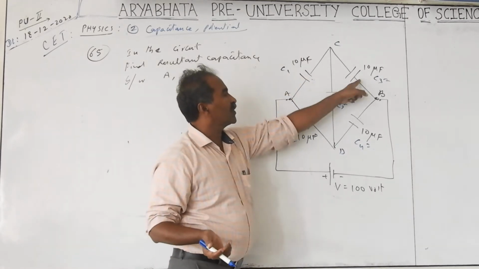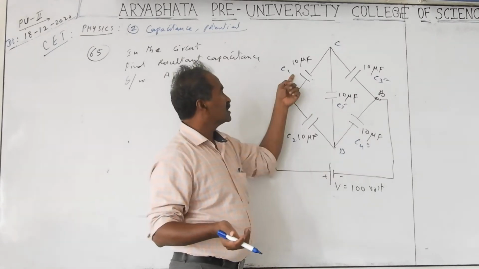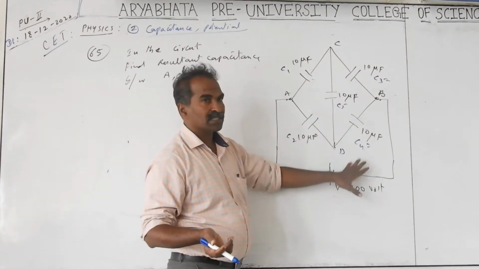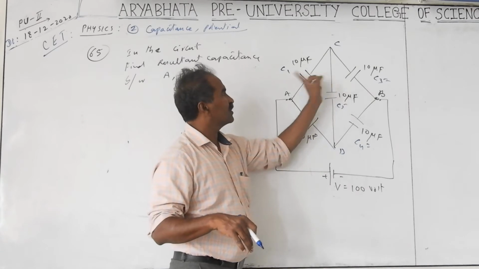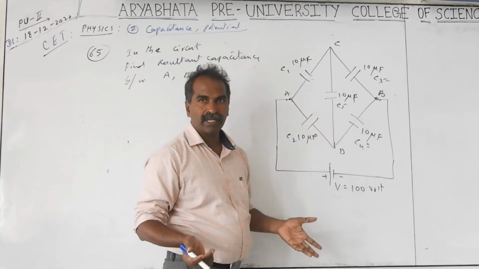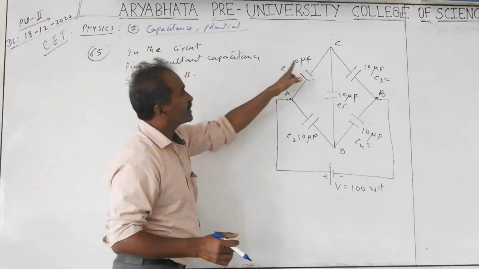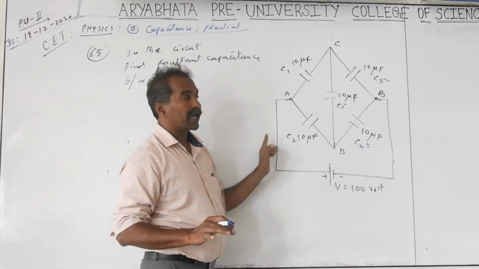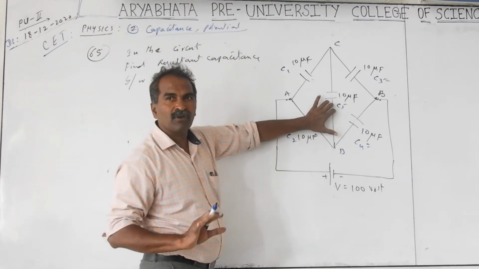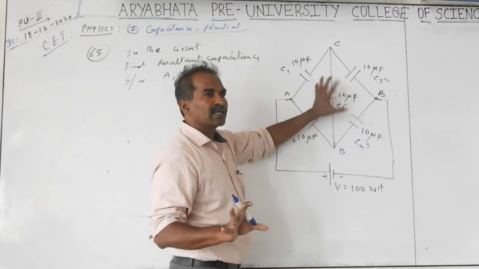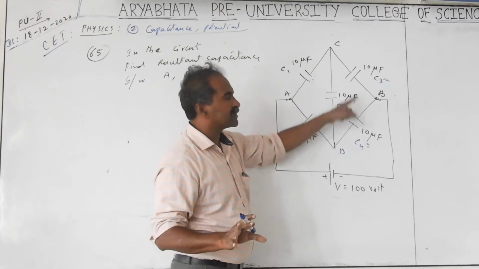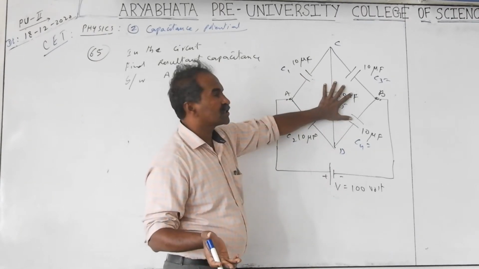The condition for the balanced bridge is P by Q equal to R by S, or C1 by C2 equal to C3 by C4, or the ratio C1 by C3 equal to C2 by C4 also we can take. In this case all are given the same: 10, 10, 10, 10. Whatever they have given in the center will not be required. So 10 by 10 equals 10 by 10, automatically balanced here, so C5 is removed.